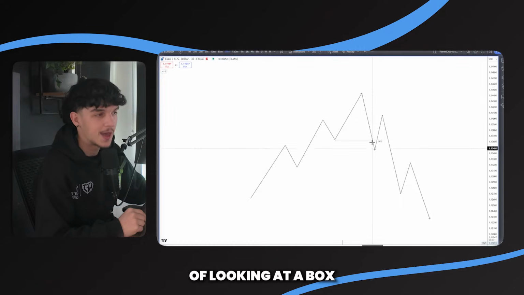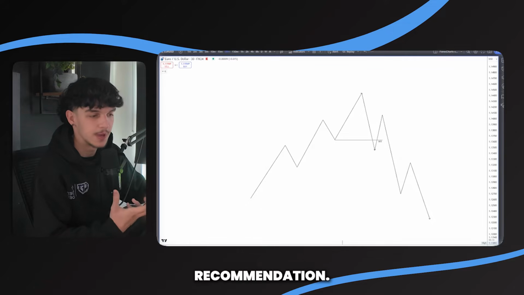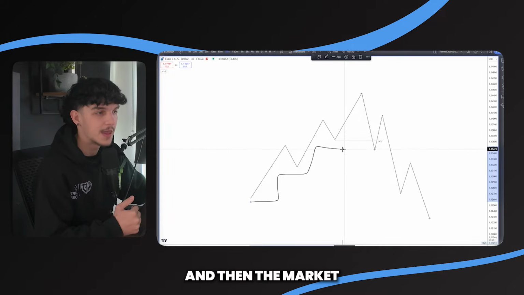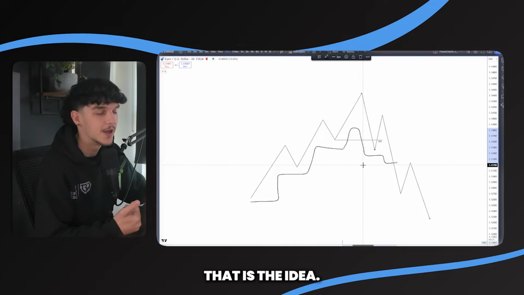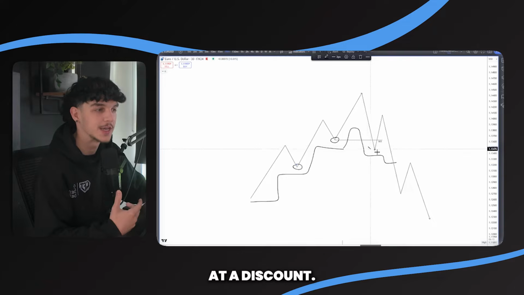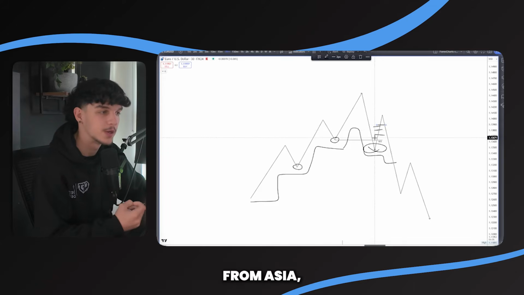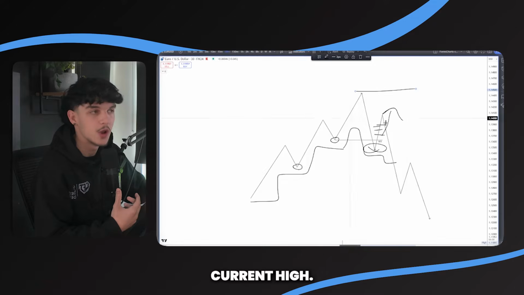So instead of looking at a BOS like this and looking for a downtrend, what we're going to do is identify this as a reaccumulation. Put in simple terms, the market is buying, buying, buying, and then the market starts to sell, sell, sell. Ideally, that is the idea. But in regards to the selling, we're not going to look at sales. We're going to look at these traders buying at a cheaper price, at a discount. Once we come into this discount, we want to see some technical analysis to indicate the market wants to push up from this reaccumulation, all these purchases in this discount, and then look for a move up to swing this current high.